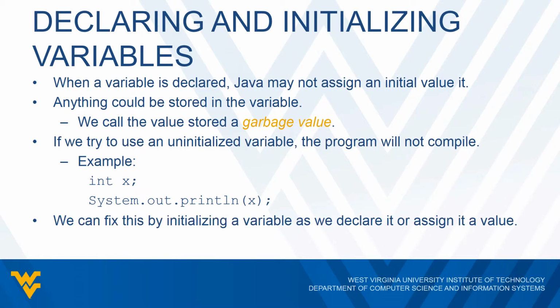The way we can fix this is very simple. We just either initialize the variable as we declare it, or we just assign some value to it later on. But before we can use a variable in our code, we have to make sure there is some value stored in there. So in this case, if we wanted to initialize it as we declare, we can say something like int x = 10. So we can initialize our variables on the same line as we declare them.